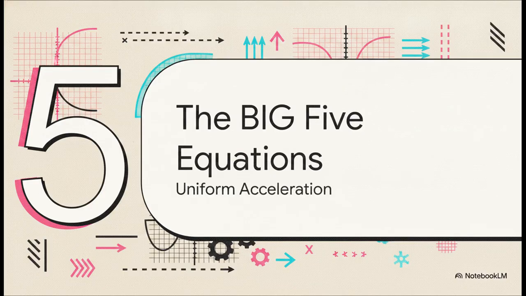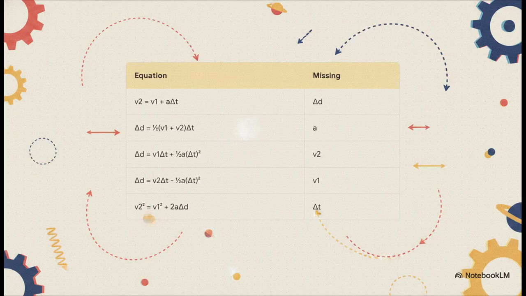Okay, section 5, the Big 5 equations. This is our toolkit for uniform acceleration. Welcome to what physics students affectionately call the Big Five. These 5 equations are derived from some pretty clever algebraic manipulation of our velocity and acceleration definitions. They relate 5 kinematic variables: initial velocity, final velocity, acceleration, displacement, and the time interval.